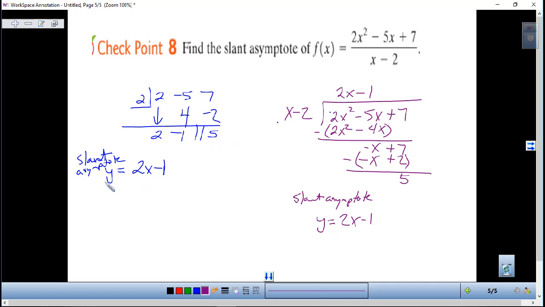So the slant asymptote is y equals 2x minus 1. Over here, doing long division, we get the exact same thing. Remainder of 5, 2x minus 1 is the quotient, and the slant asymptote is 2x minus 1, both ways.